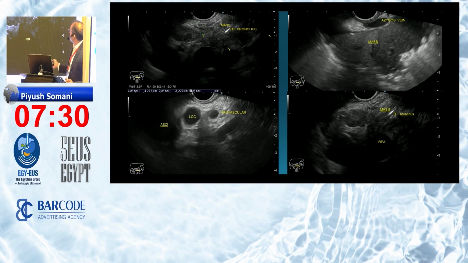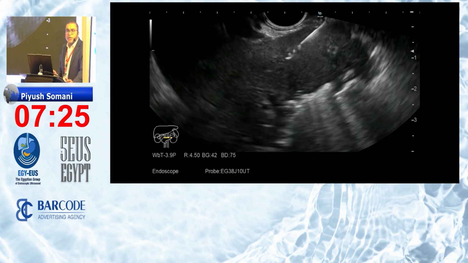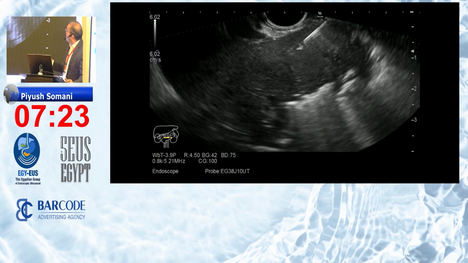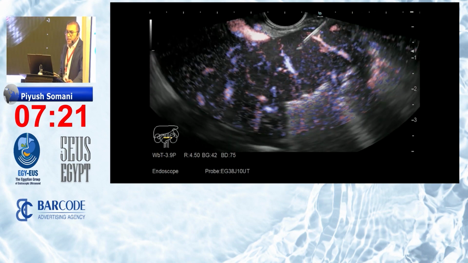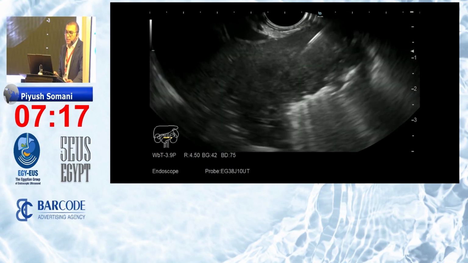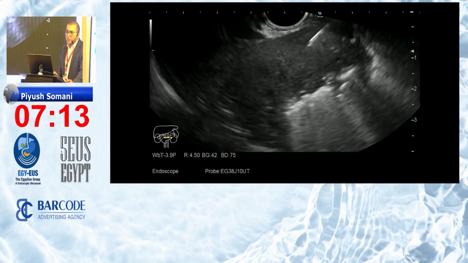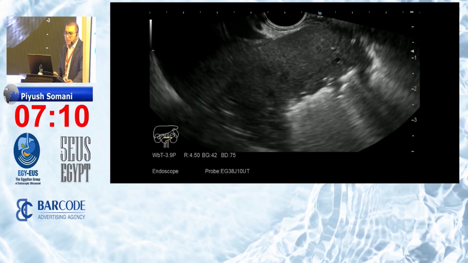And this is again the mass with the bronchus. So this is the biopsy which we took in this patient. As you can see, it's a solid hypoechoic mass. Obviously, we'll be putting a Doppler to decide, but it's a vascular mass because it's a lung tumor ultimately. So easily we can take a core tissue for the diagnosis in such patients.